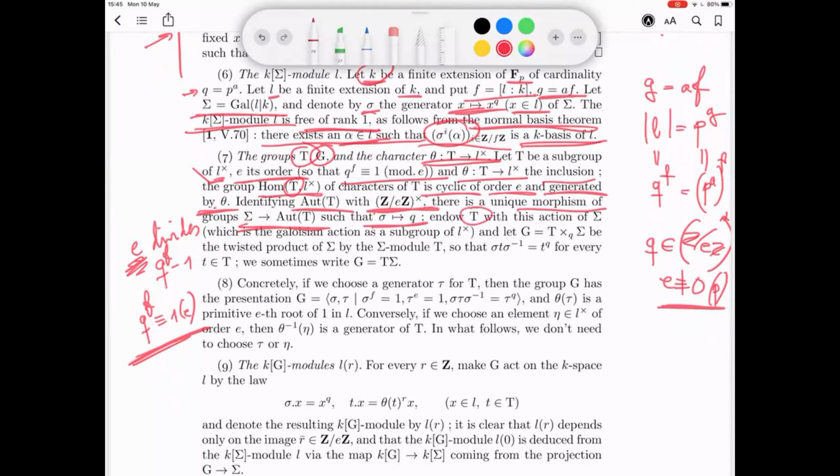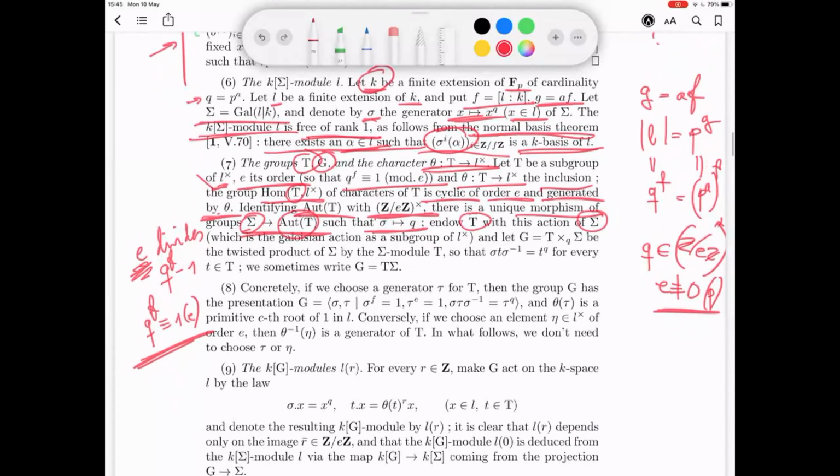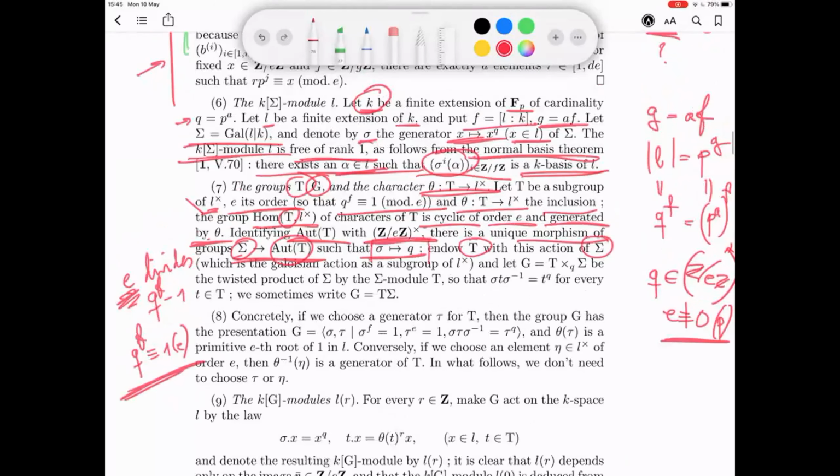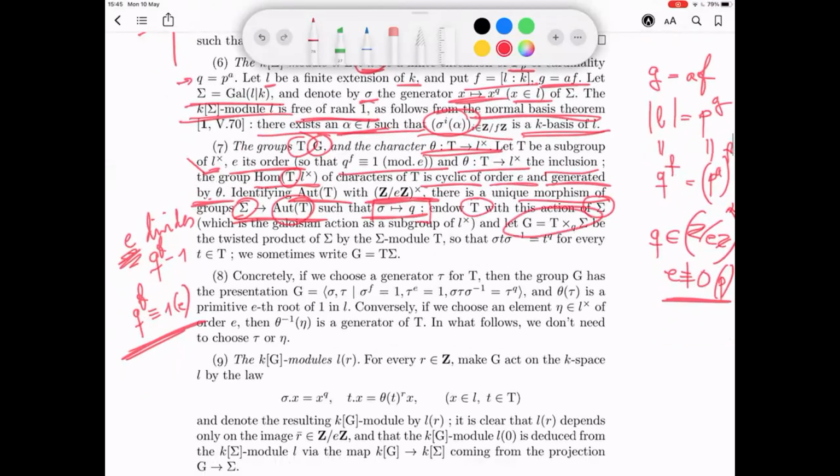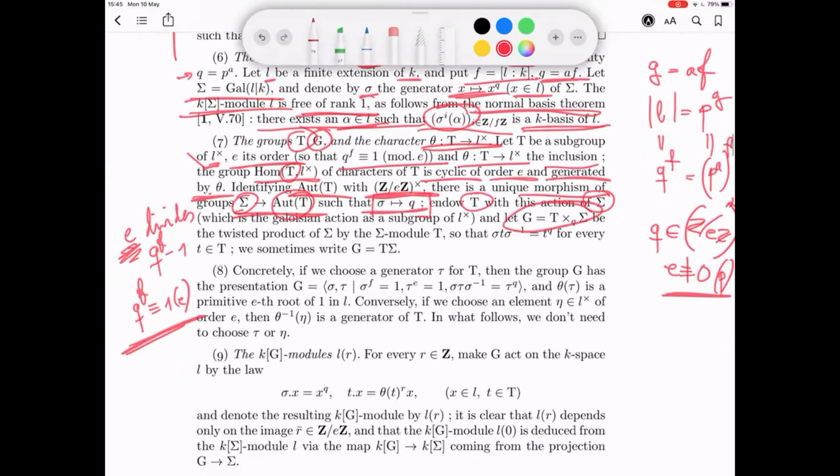Now we are making T into a sigma module. How do I make a group into a sigma module? I have to give a homomorphism from sigma to the group of automorphisms of that group, and that is what is given to me: take sigma to this q. And therefore, I can make this semi-direct product.